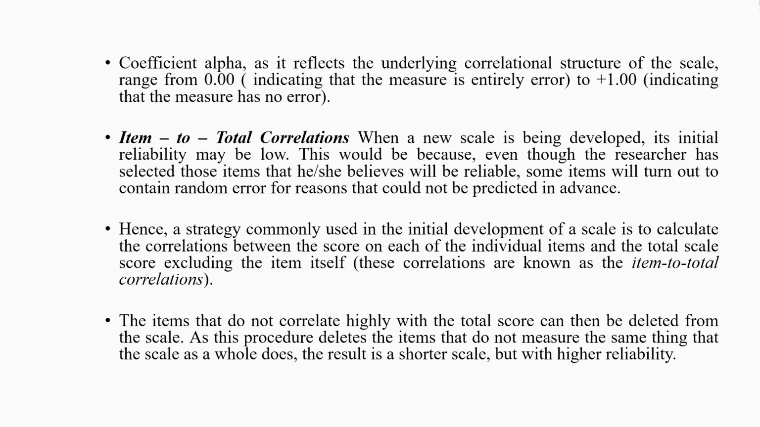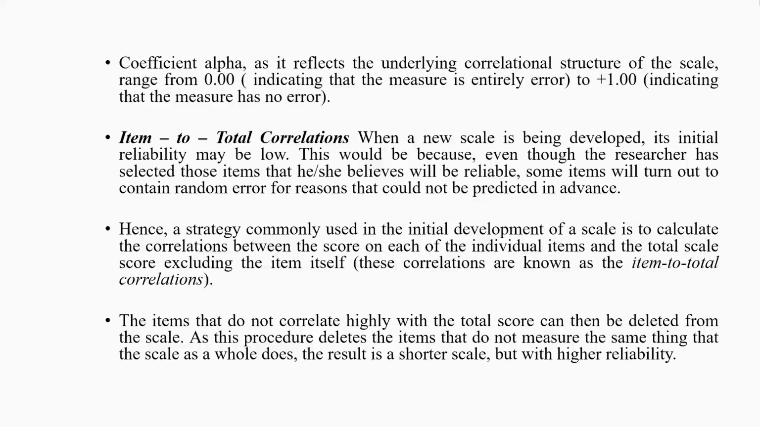the total scale score excluding the item itself. So, for example, I have a scale of 10 items, I have the score of item number 4 separately and the other 9 items separately, and I calculate the correlation between them. This is known as the item-to-total correlation, which is a useful method to assess the internal consistency of your scale, to give you, for example, the best reliability estimate possible.